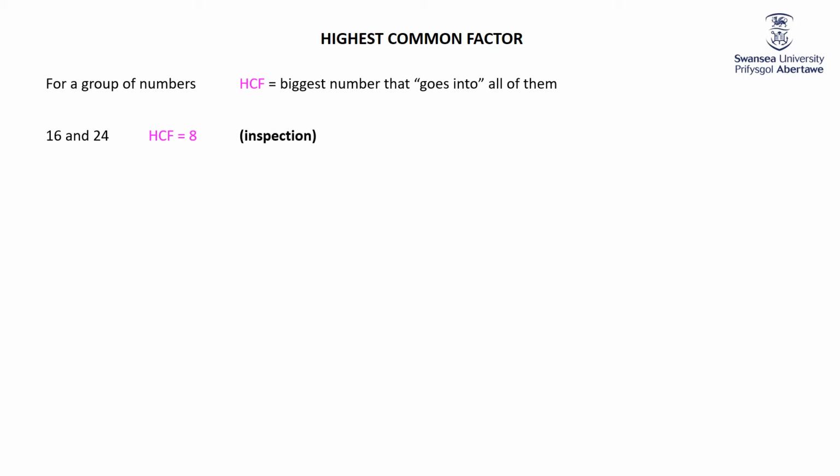Now I did that by inspection. However, a lot of times it's going to be tough for you to do it by inspection. So there are 2 other processes that we can go through. The most useful process is you factor each and then take the common factors of them. So 16, if we factorize it, is 2 times 2 times 2 times 2. 24 is 2 times 2 times 2 times 3.